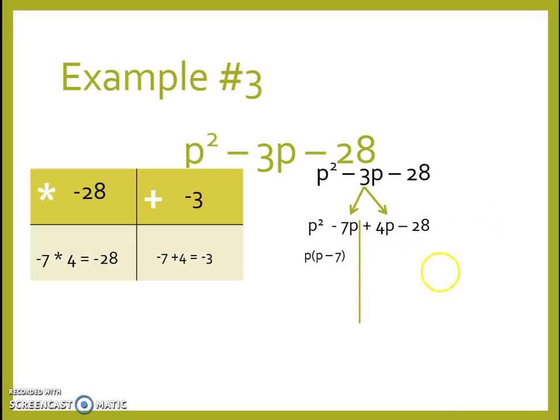And in the second piece, what's the greatest common factor between 4p and negative 28? That would be 4. Watch your signs here. You take out a 4 and you get p minus 7 again. And so you write down your matching set of parentheses, write down the pieces on the outside, and that gives you p minus 7 times p plus 4. And that's your final solution.